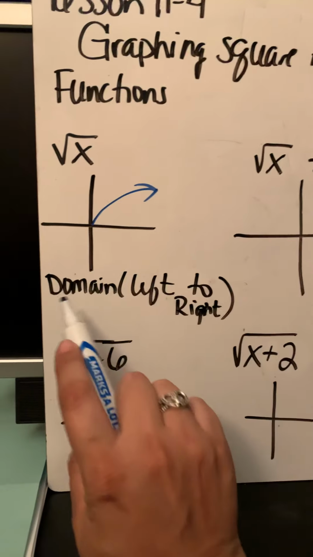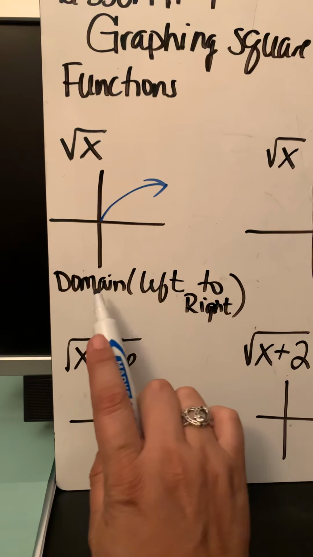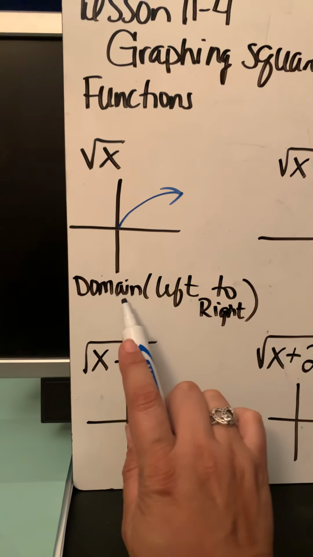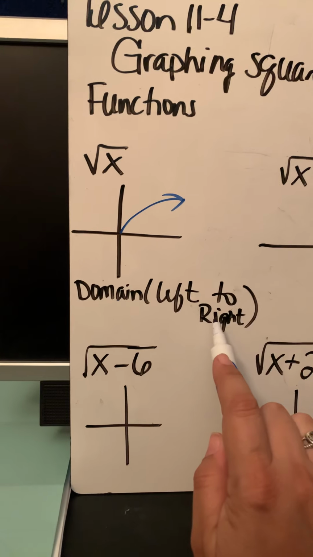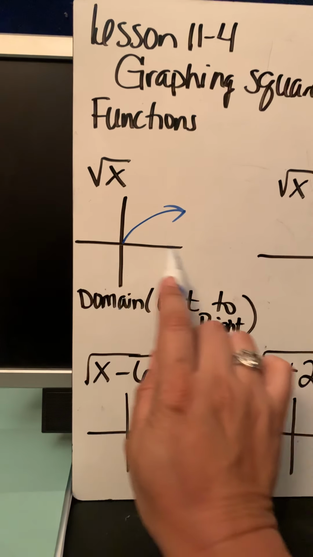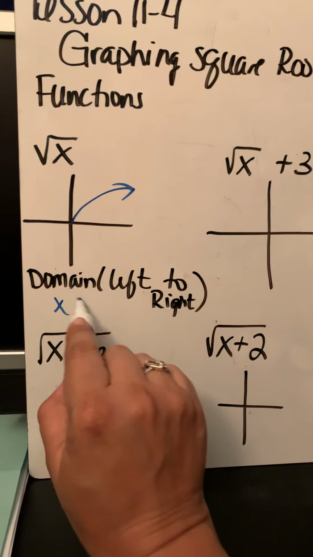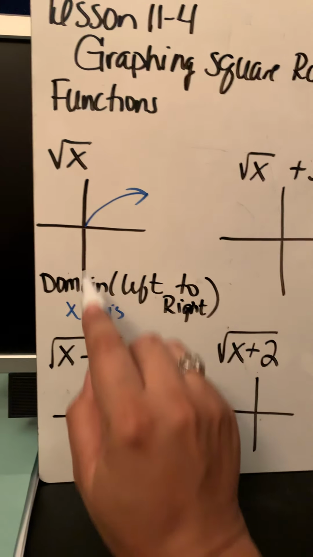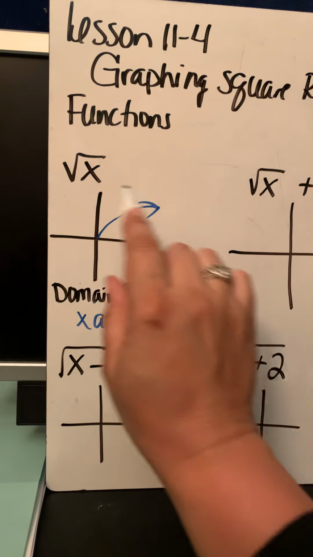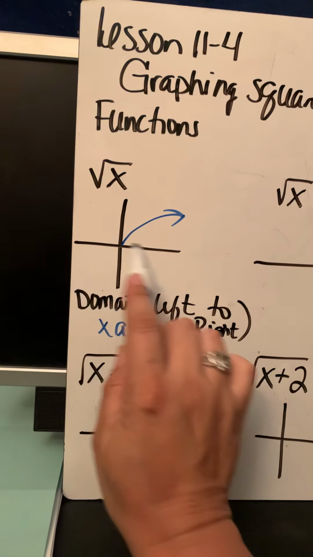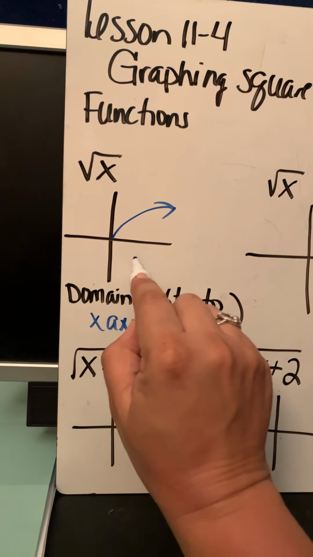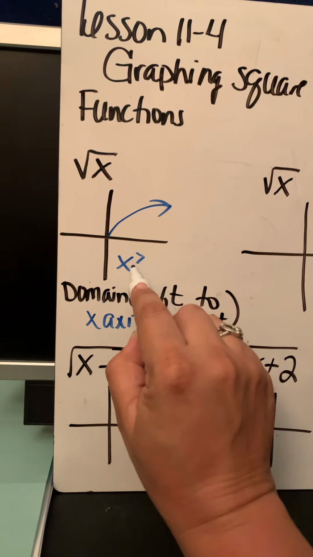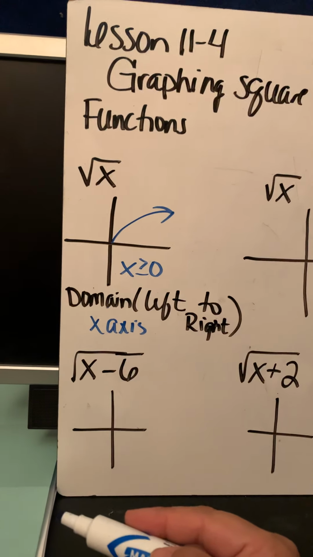One thing we need to remember, domain, and we remember it when I had you do those pre-calculus worksheets. Domain goes from left to right, so it is on your x-axis. So here, if I were to state what my domain is, it doesn't go past 0 on the x-axis. So I would say that x has to be greater than or equal to 0. That's what my domain would be.